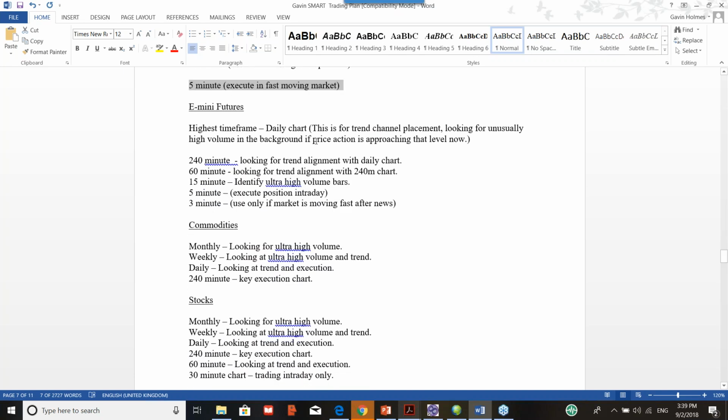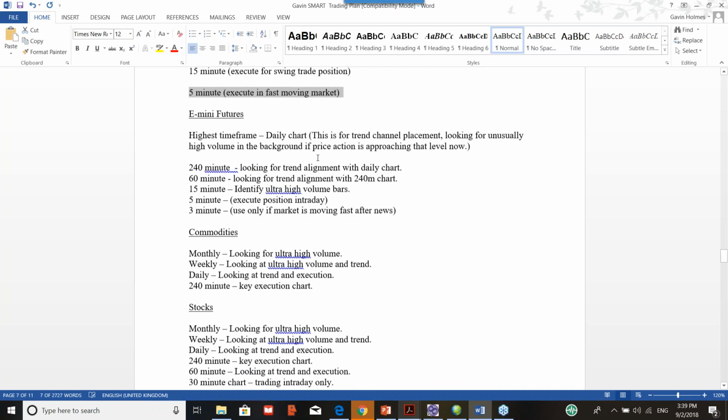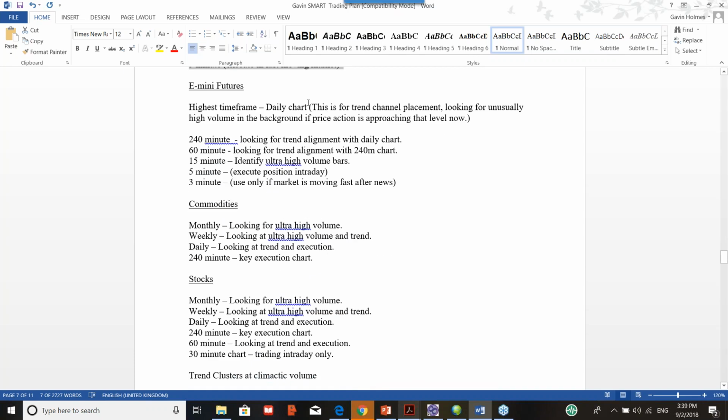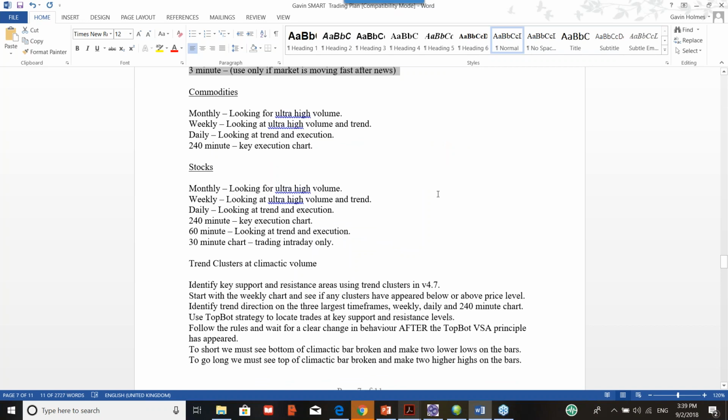The highest time frame, so I've been looking at the E-minis, because that's the futures, the currencies, that's the forex. Then I obviously look at daily and weekly. The daily is incredibly important. That's probably the most important one, because you're looking for the trend clusters on the daily to see where they are. And then you've got all these other time frames. For trading intraday, I use the 5 and the 3 minute, especially after news. And then for gold, silver, and the commodities, for longer term views of wheat, etc., I always look at the monthly on the commodities.